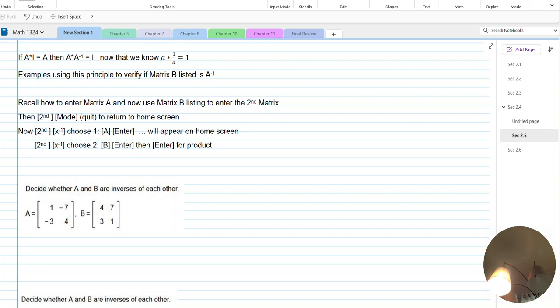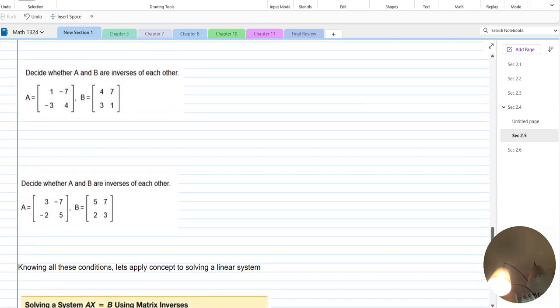So recall how to enter, and now we're going to use matrix A and matrix B. So we go first to second matrix. Now remember, that key is the inverse key. So we hit this one to get matrix. Then second mode, quit, to return to home screen. Now, second X inverse is that matrix key. Enter the appropriate stuff on the home screen. And then choose B and do the same thing for it. And of course, we're talking square matrices. All right. So let's get started here.